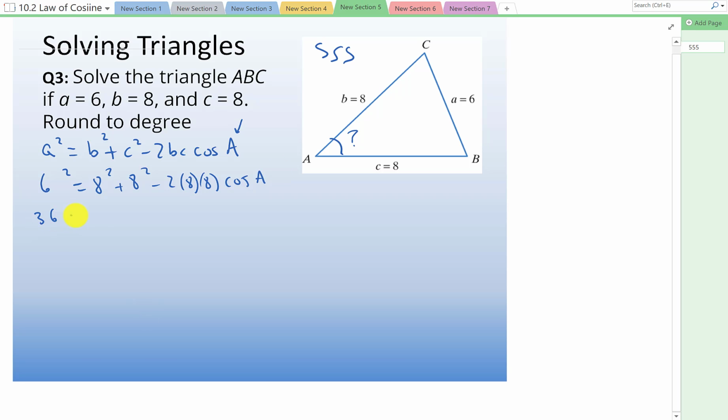So this 36 equals 64 plus 64 minus 2. 64 times 64, I could have done some more in my head, but I won't. Oops, I wrote that wrong. 8 times 8 is just 64.